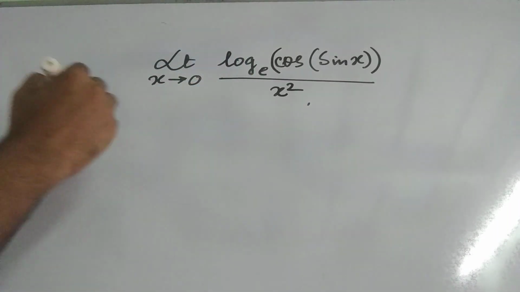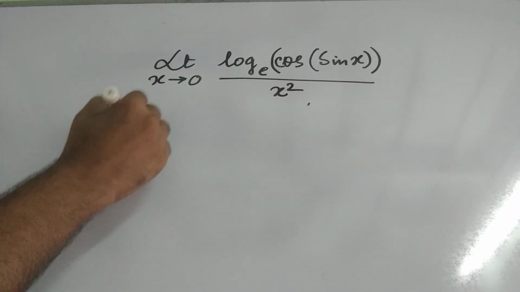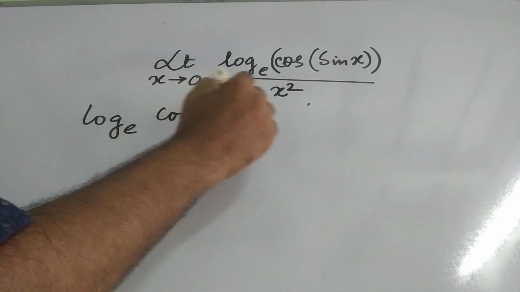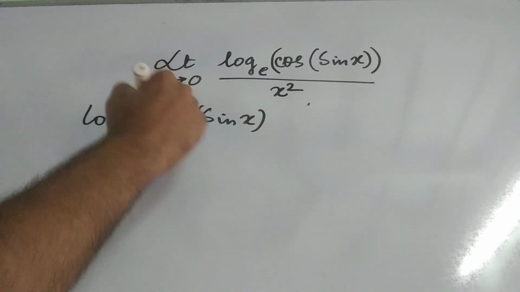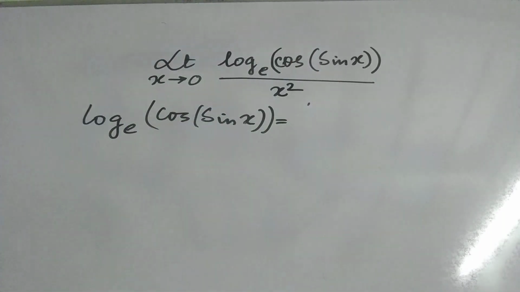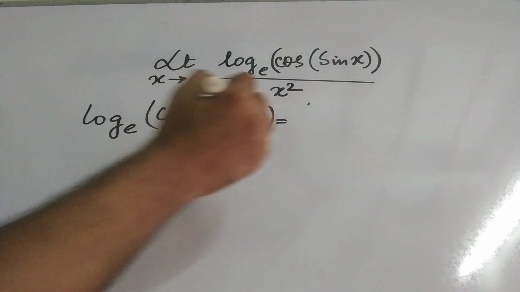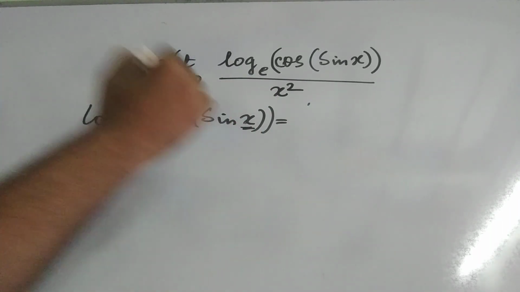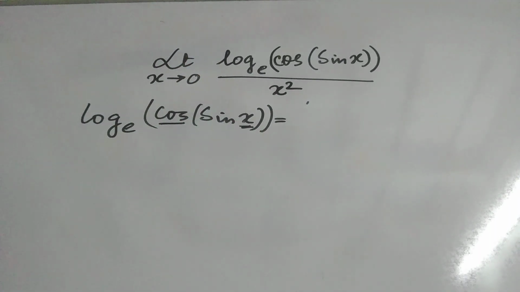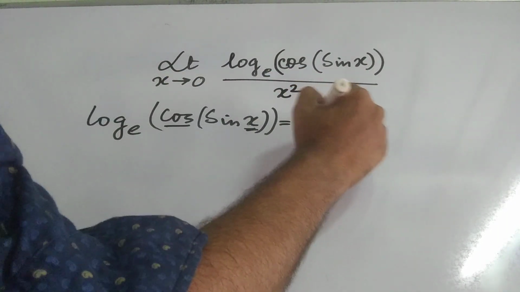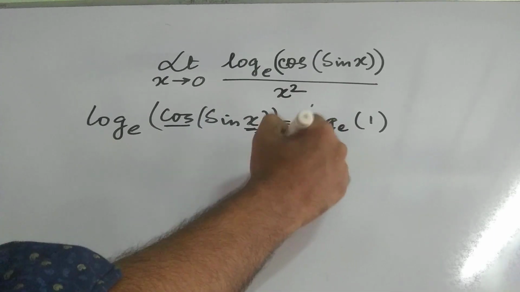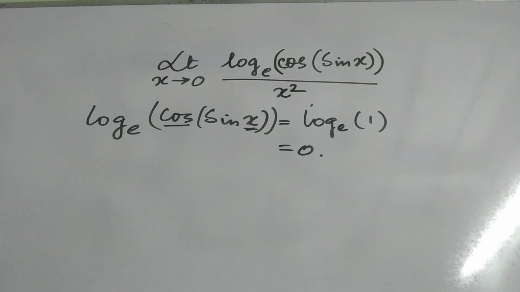So what is the numerator? Numerator is log of base e of cos of sin x, as x tends to 0. That means we have to put the value of x equal to 0 here. If x equal to 0, then sin 0 is 0, and then cos of sin 0, that is cos of 0, is 1. Now it should be log of base e of 1. Log 1 is 0, we know. So the numerator is 0.